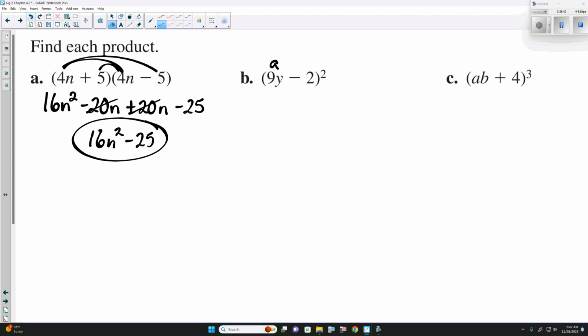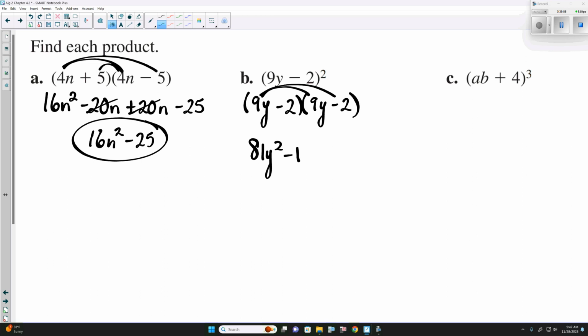Now, it is possible to do it that way. I think it's a little bit easier for us to just say 9y minus 2 times 9y minus 2. Because whenever we have a square or cubed, it's just telling us we're multiplying that term by itself that many times. So here, if we multiply through, 9y times 9y is 81y squared. 9y times negative 2 is negative 18y. I think I was a little off on that.